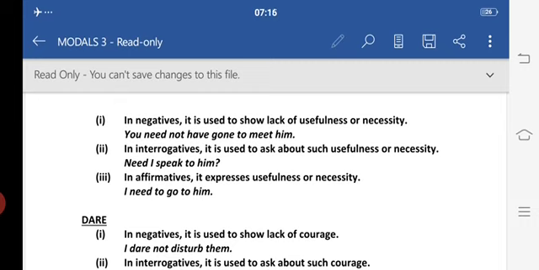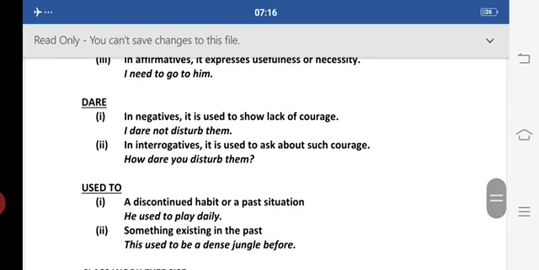Now the next is dare. Now students, dare is used to express courage to do something or a challenge. In negative, it is used to show lack of courage. I dare not disturb them. In interrogative, it is used to ask about such courage. How dare you disturb them? Right? It means not to be afraid to do something, or it asks you for something that requires courage. It is mostly used in negative sentences and in questions. Right? Now this is the use of all these modals I have explained to you. I hope you have found it useful.